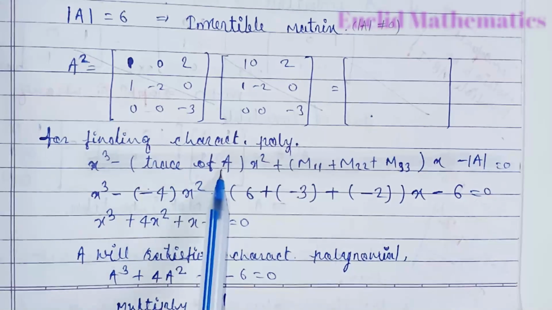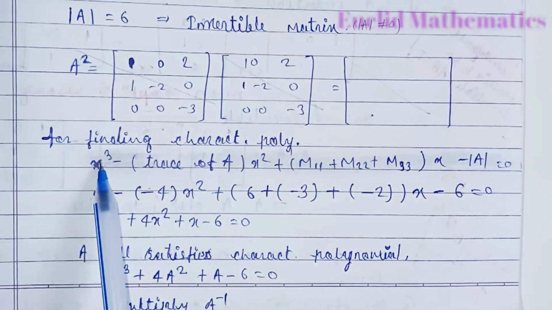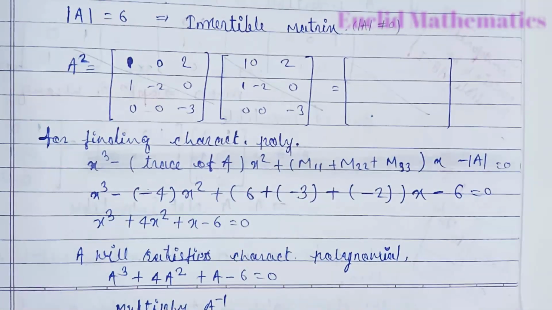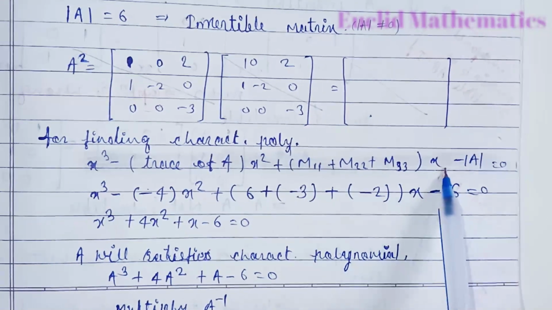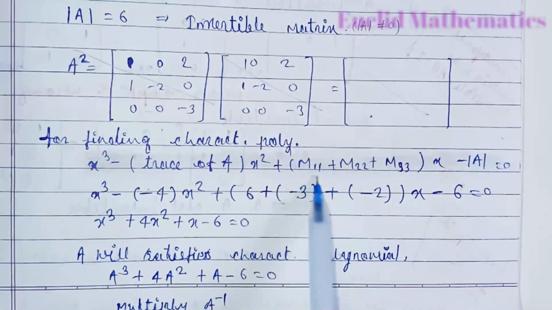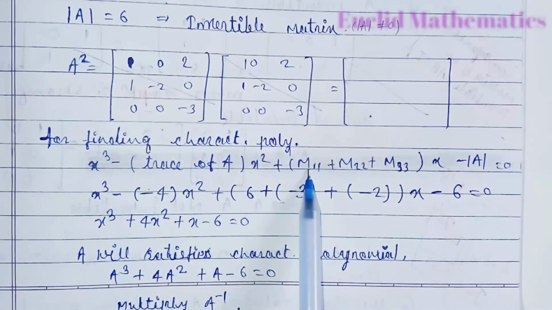We know the trace of A is the sum of the diagonal elements. x cubed is the variable, and x squared is there for the conversion of our matrix into the quadratic form. The determinant is also easy to find. But what about m11, m22, m33? m11 represents the minor of the first element.